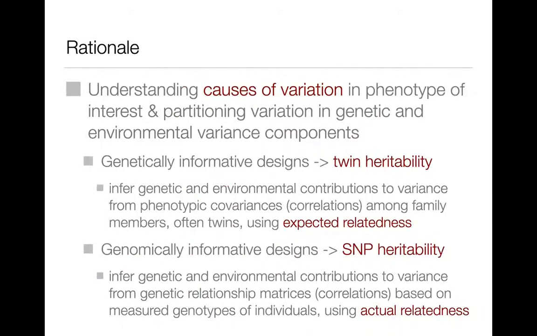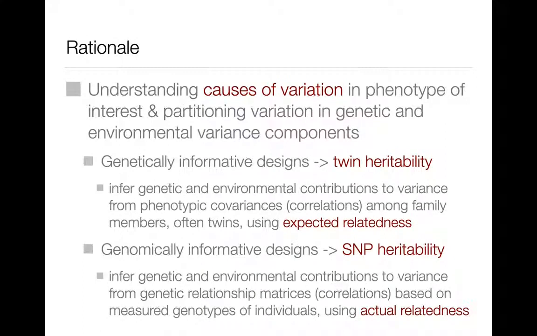The rationale for this session is to understand the causes of variation in a phenotype of interest and partitioning this variation in genetic and environmental variance components. Now, this can be done in a variety of ways, and the traditional one is using genetically informative designs, which allow you to estimate twin heritability by inferring genetic and environmental contributions to variance from phenotypic covariances or correlations among family members, often twins, using their expected relatedness.